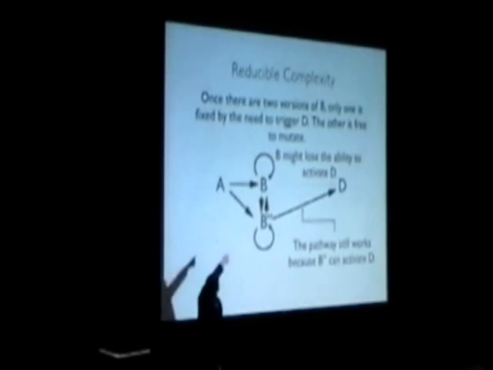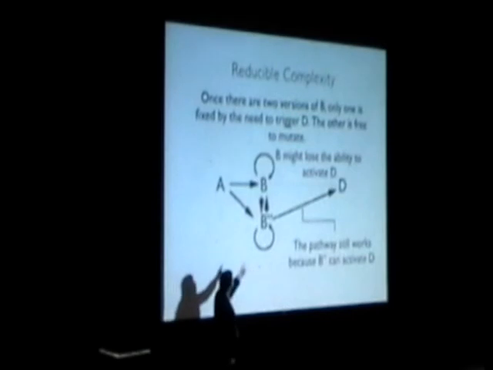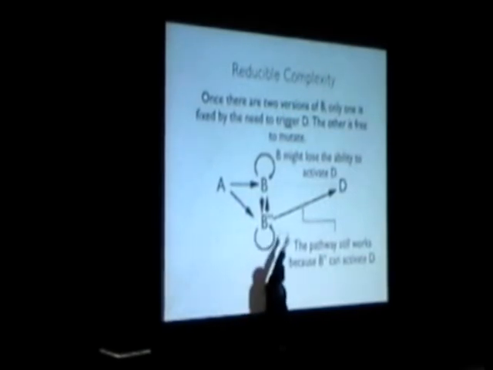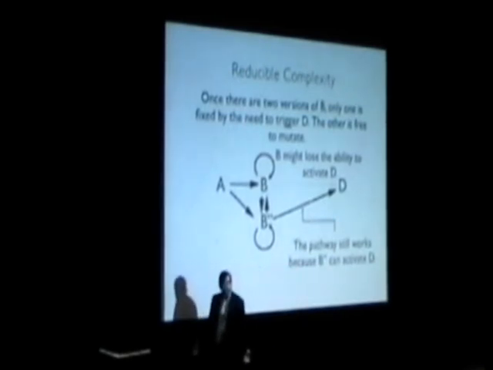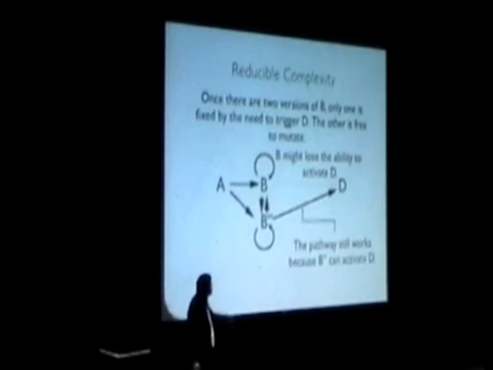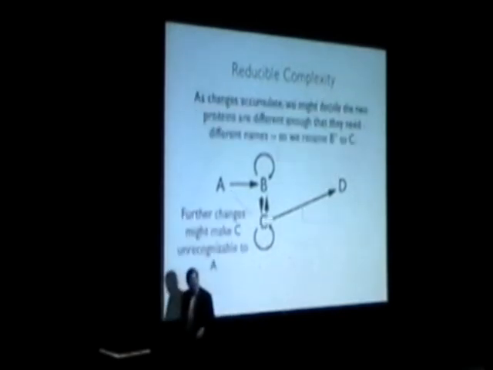So for instance, the original B might require a mutation that doesn't destroy the protein, but makes it so that it's unable to turn on D. So it loses that part of its pathway. This animal is not harmed, however. It's perfectly functional because it's got the second copy, right? It fills in for it, and can do the job of activating D. Next slide.